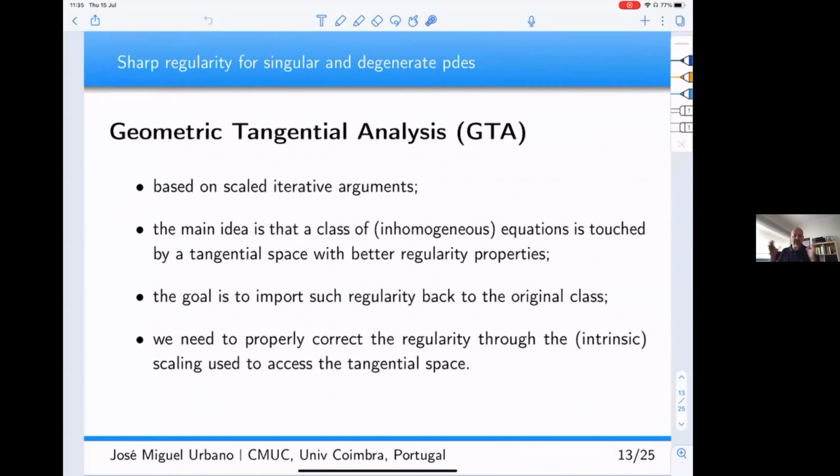And we can call this class of methods geometric tangential analysis, because these are based, again, on iterative arguments, scaled, of course, because you have again to do this scaling, adapting to each PDE.